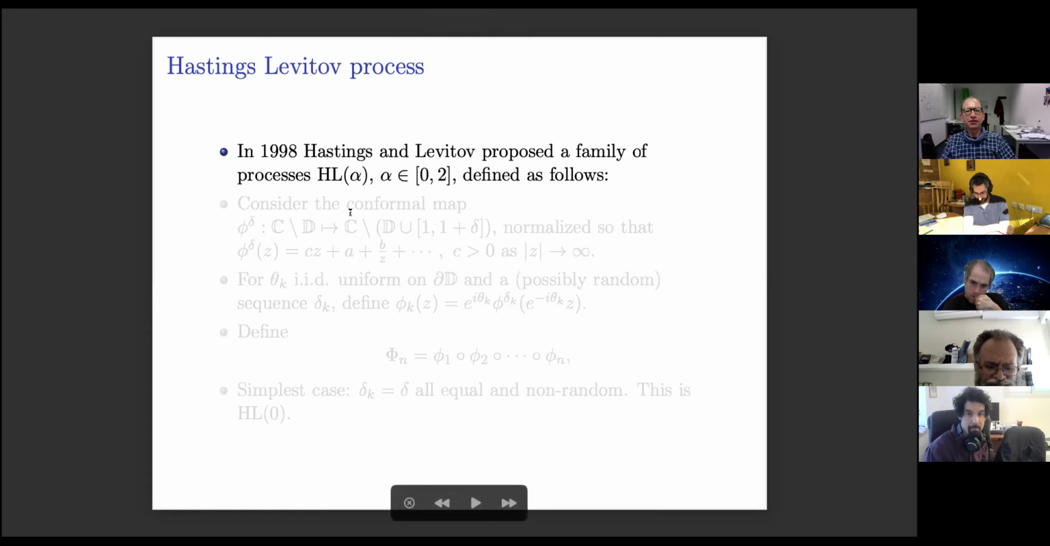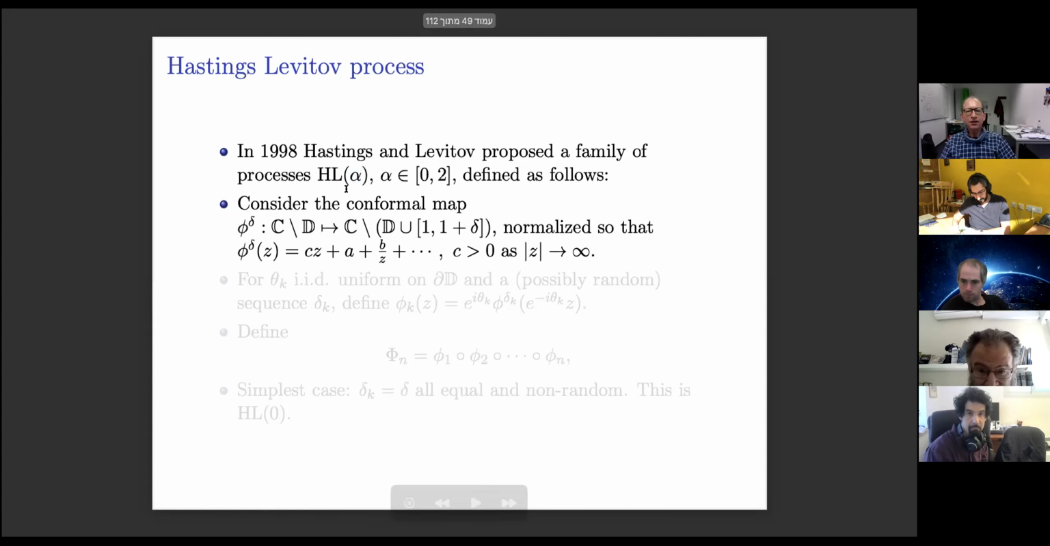So Hastings and Levitov proposed a family of processes, HL alpha, Hastings-Levitov alpha, and the simplest and easiest is alpha equals 0. And it's defined as follows. So first of all, consider the conformal map phi delta. And what does phi delta do?